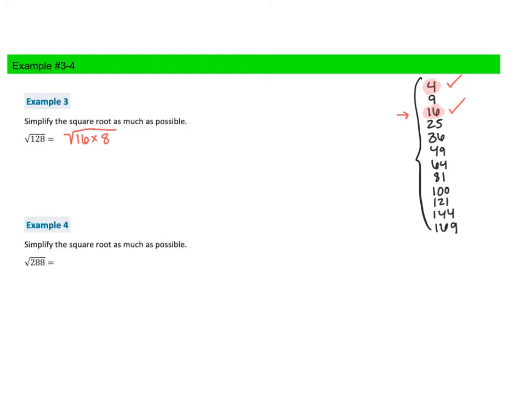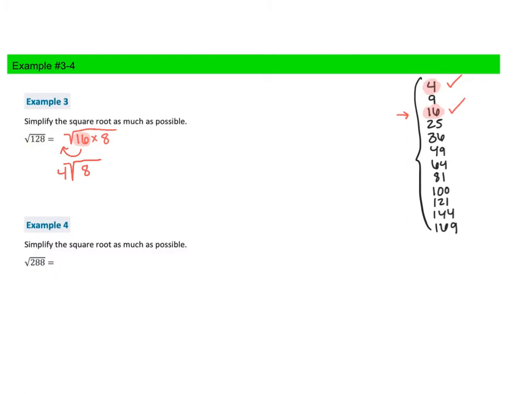And what I'm going to do now is break down these square roots within it. 16 is a perfect square, so I'm going to move that to the outside of my radical sign. What's the square root of 16? 4. So this becomes 4 root 8. Just move my 16 out.